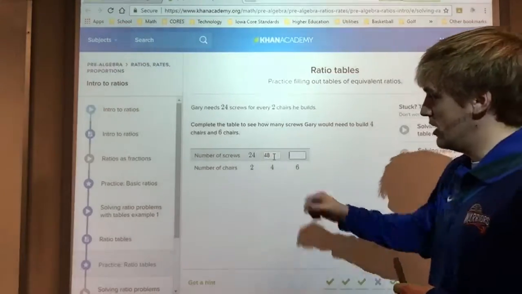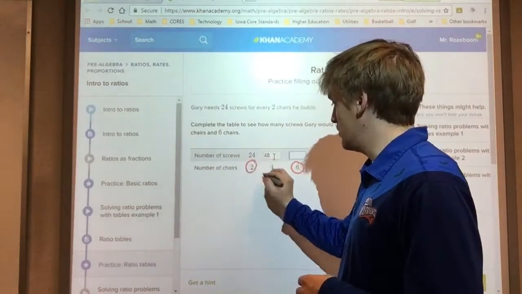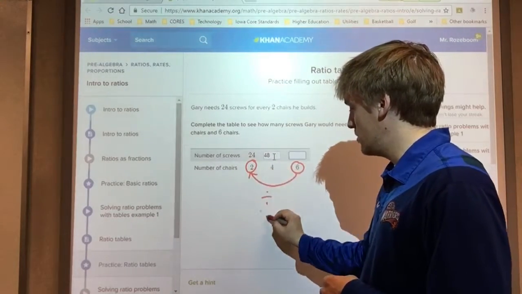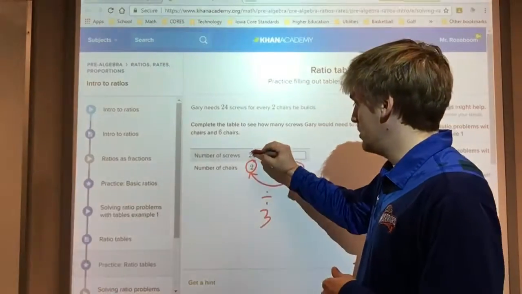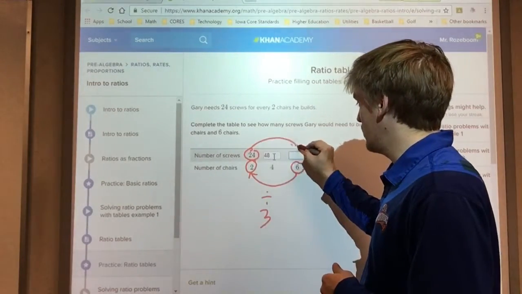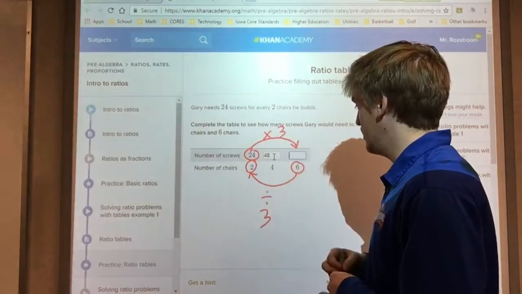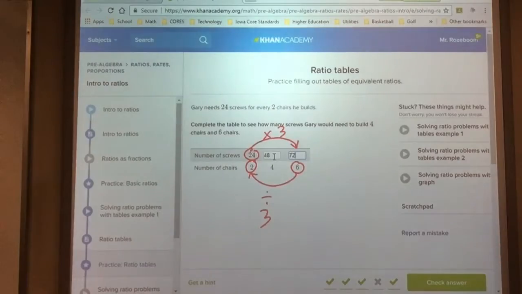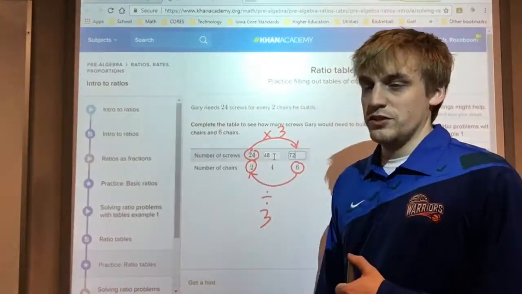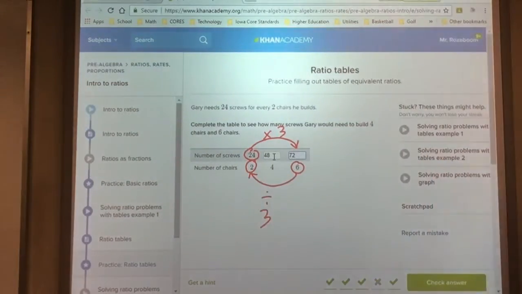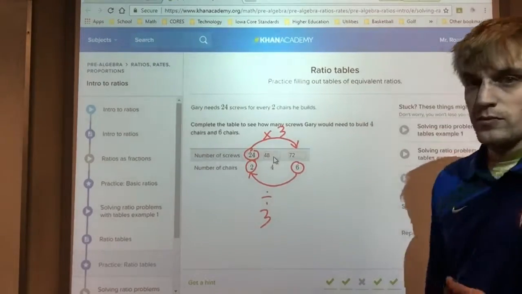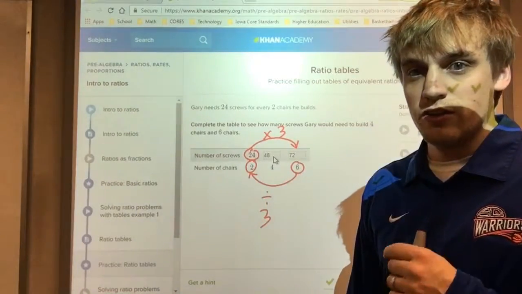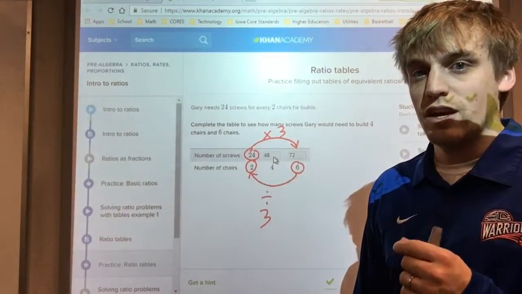The next one is 6 and 2. 6 divided by what gives me 2? 6 divided by 3. That means I'm going to take 24 times 3, and I'm going to get 72. So my answer is 72. Okay, so this is an example on how to do ratio tables for your IXL and Khan Academy.